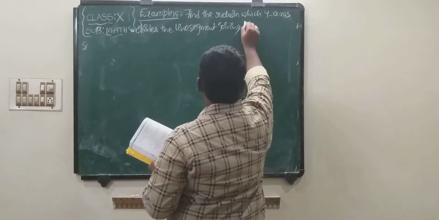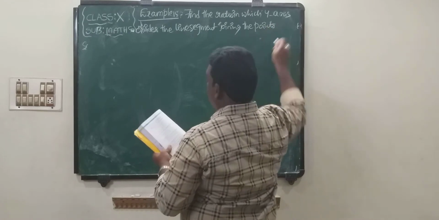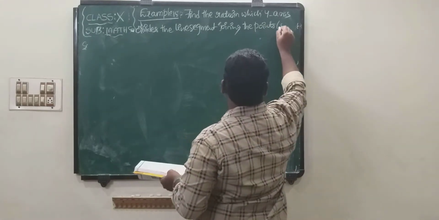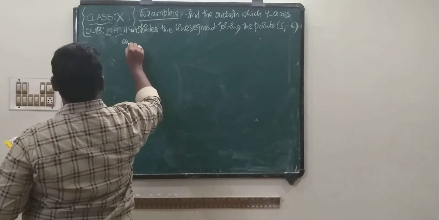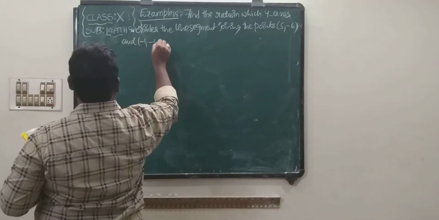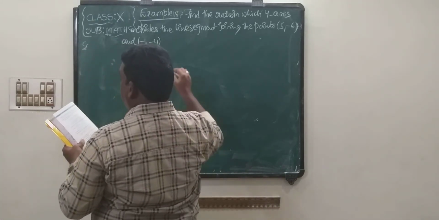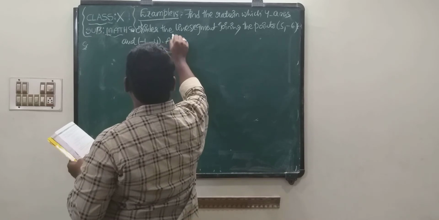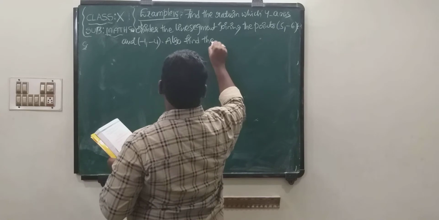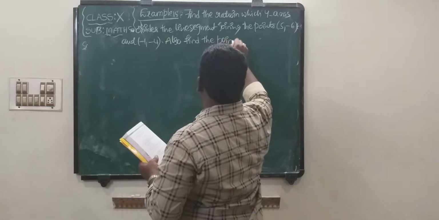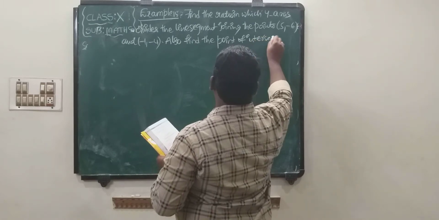the points 5 comma minus 6 and minus 1 comma minus 4. Also find the point of intersection. So this is the problem.